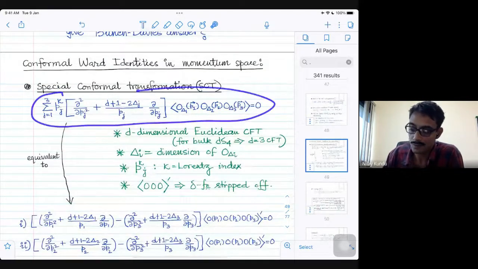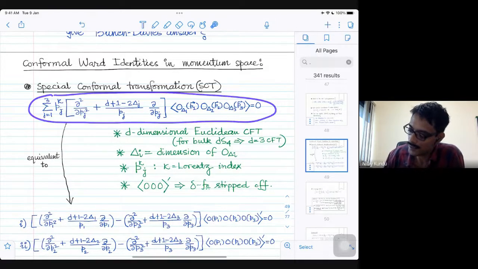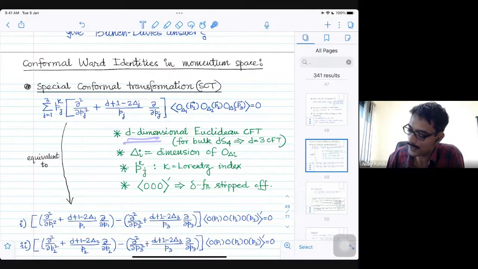So now I am doing conformal field theory in momentum space. We can forget about the inflation connection for now. So these are the special conformal transformation Ward identities where I'm looking for some d-dimensional Euclidean CFT, and for the inflation context I should put d equal to 3. Delta_j is the dimension of the operator O, with momenta p_j^k, where k is the Lorentz index, like the component of the momentum, and j runs from 1 to 3. There are 3 insertions. So if I was looking for 4-point functions, this j would run from 1 to 4. j is the number index. k is a vector index.